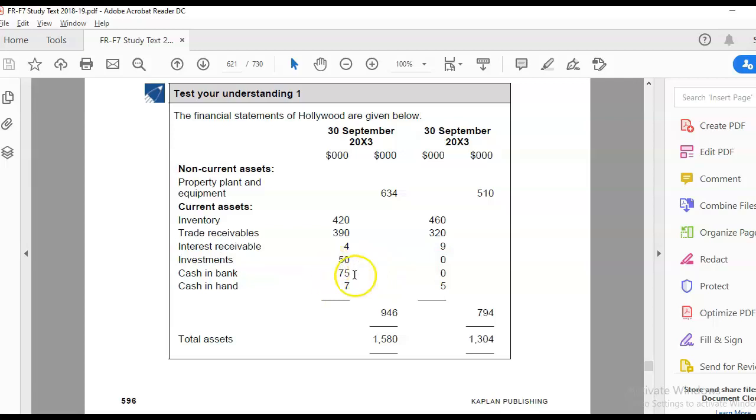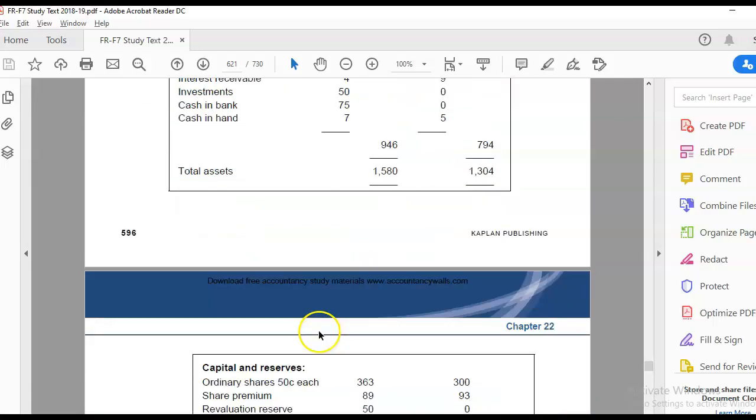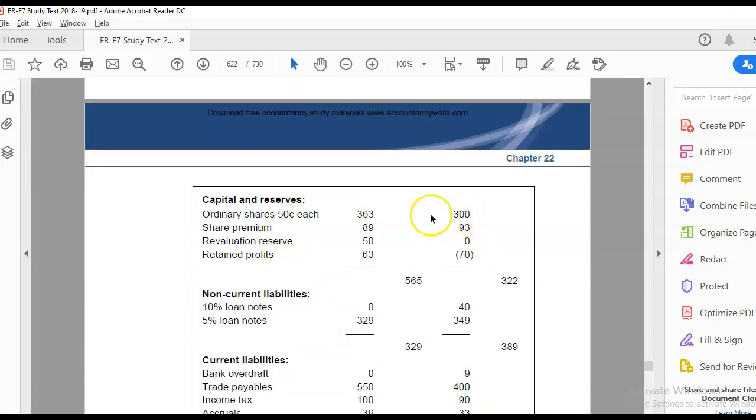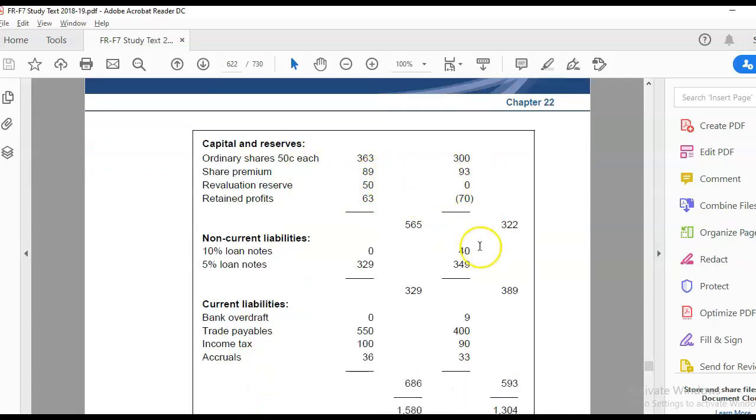Investments, I'll take it later. Cash and bank I'll handle later. Share capital already catered. They increase because of a share issue. The premium and the share capital will be different because of that only. Revaluation reserve catered. Now when you compare retained earnings, there's definitely a change. The opening balance negative 70 and closing is 63. So why does the retained earnings change? Because it's profit figures that keep accumulating.